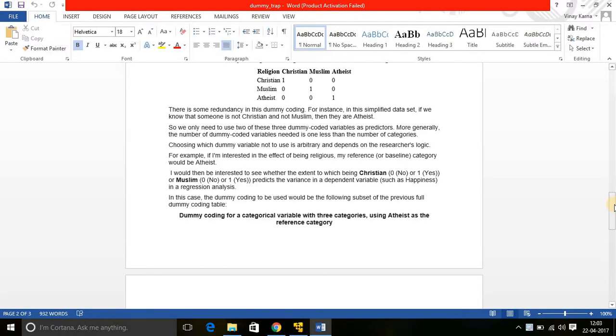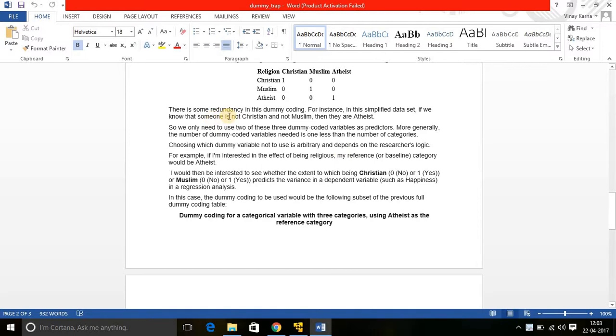There is a big reason behind it, and the reason is collinearity. In order to avoid collinearity, we use one less dummy than the number of categories. In male and female, there are two categories, so we use only one dummy. Here in religion there are three categories, so we have to use two dummies. Why? We'll take you to that.